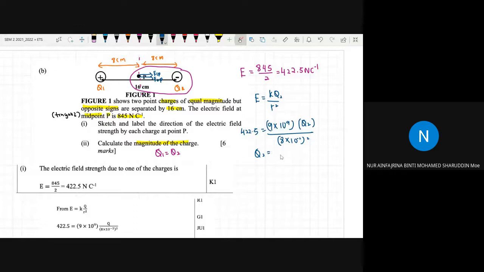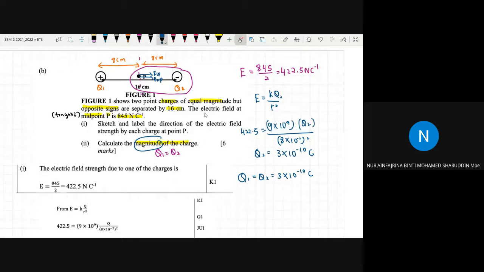Berapa? Kejap Miss. 3 times 10 to power of negative 10 Coulomb. So, charge 1 dan charge 2 adalah 3 times 10 to power of negative 10 Coulomb, sebab dia minta magnitude of the charge.